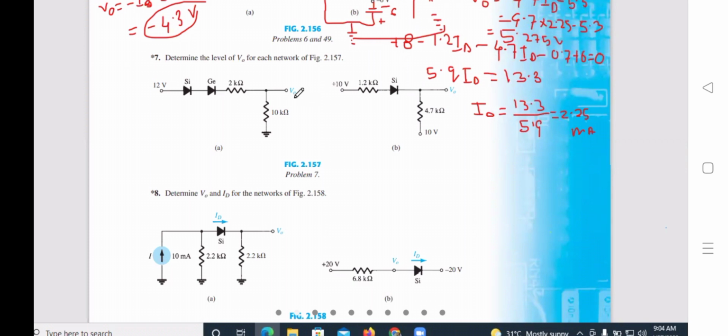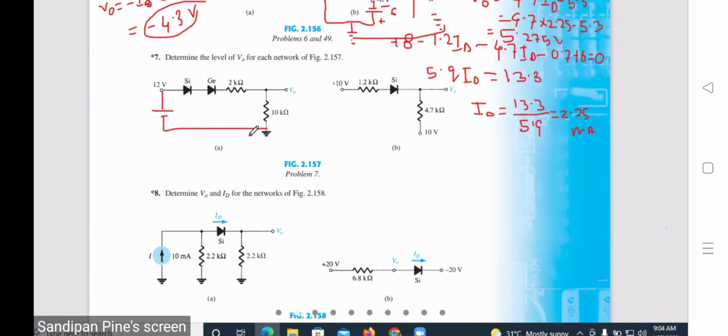Determine the VO here. So 12 volt battery is connected like the plus point here, and the minus point is grounded. This is 12, plus minus. The plus pin is connected to the plus of silicon, so silicon is forward bias. Plus of germanium, so germanium is also forward bias. This is the minus of silicon, minus of germanium. So as this side is plus, current will flow like this.